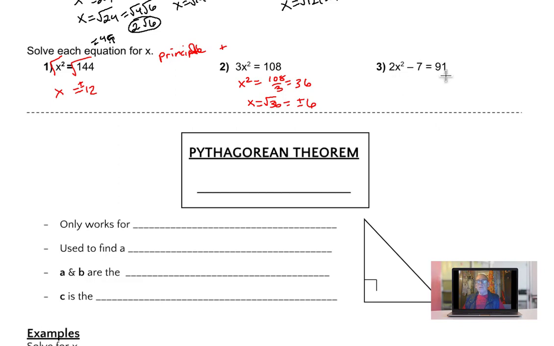Here we have 2x squared minus 7 is equal to 91. Get our numbers together, add 7 to both sides. 2x squared is equal to 98. Divide both sides by 2. X squared is equal to 49. Take the square root of both sides. X is equal to the square root of 49, which is plus and minus 7. So that's how we would do those.